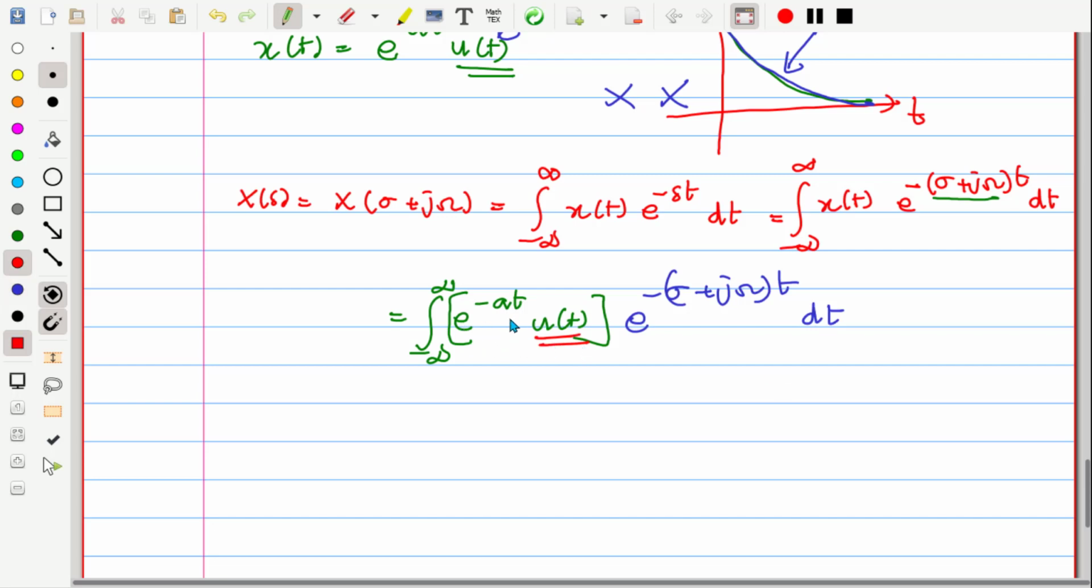Since we are multiplying e power minus at with u of t, that is the unit step signal which does not exist in the negative axis of time, the integration needs to be performed only from 0 to infinity. No need to perform the integration from minus infinity to 0 because of the presence of u of t. So we can write the equation like this.